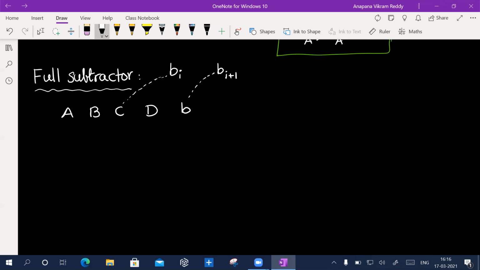Like in the adder, we took CI plus 1, okay? That is to make you understand carry generation, carry propagation like that. But you can forget about all these things, okay? First of all, you forget about all these things. Directly you take, you have three inputs A, B, C, you have two outputs, difference and borrow. So you forget about everything.